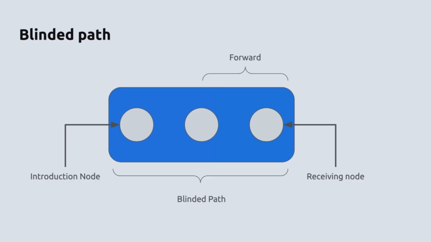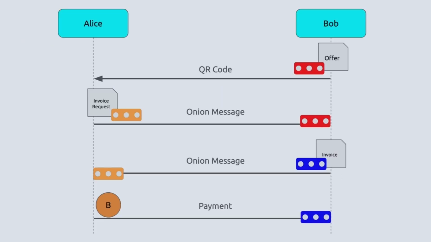We have an introduction node that is at the beginning of the path. We have blinded hops for each node. This is completely the blinded path. And the receiving node is at the end. It could be the same node itself, repeating itself and not having any forwards on that. Or it can be different nodes that are forwarding onion messages between them.